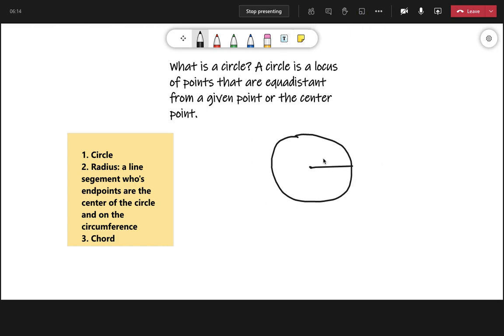So this would be considered our radius. It is from the center out. It can be from any direction. This can be our radius. This can be our radius. It doesn't matter as long as it's from the center to the edge of our figure. Okay? Let's talk about the next one.